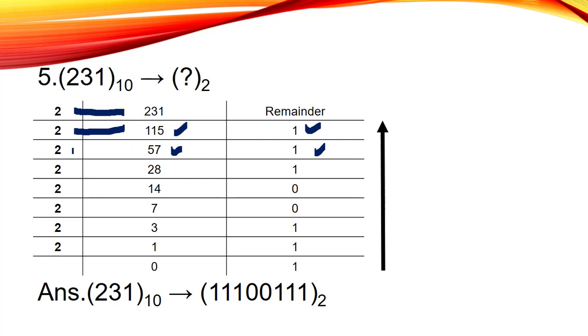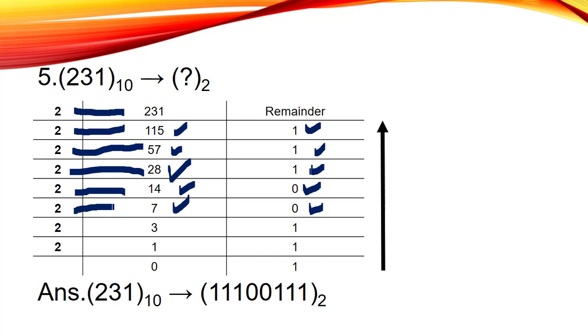Then you have to divide this 57 by 2. A result of 28 will be generated and a remainder of 1 will be generated. Then in the next step we have to divide this 28 by 2. A result of 14 will be generated and there will be no remainder. It means a remainder of 0 will be here now. Then we have to divide this 14 by 2. The result will be 7 and there will be no remainder again.